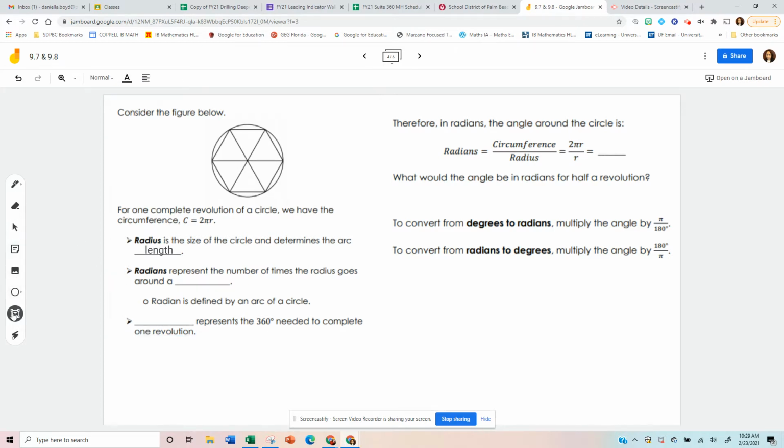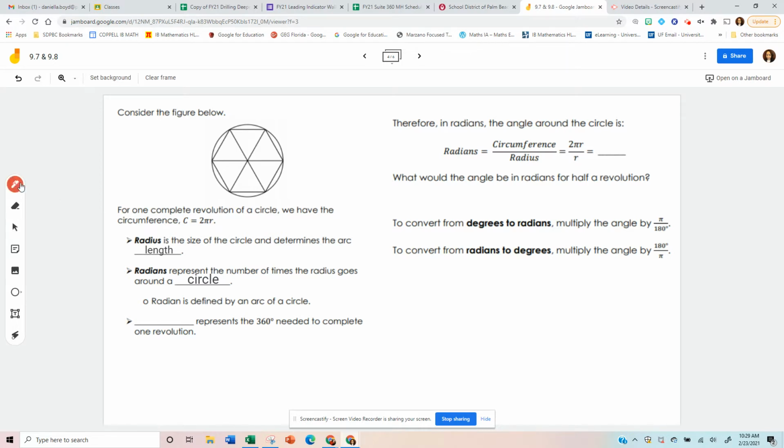Radians is a little bit different. Radians is a measurement. It represents the number of times the radius goes around a circle. A radian is defined by an arc of the circle.